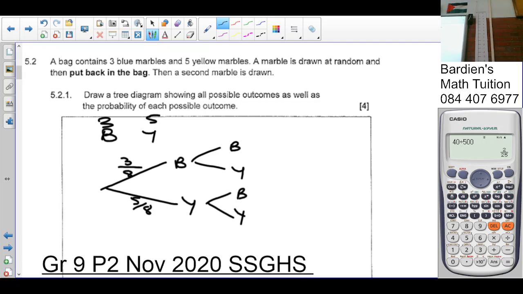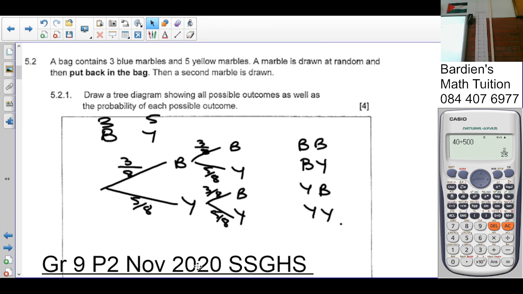So the marble is being put back in the bag. So what's the probability of you drawing a blue? 3 out of 8 still. And 5 out of 8 for yellow. Okay. So my outcomes can be BB, BY, YB, YY.